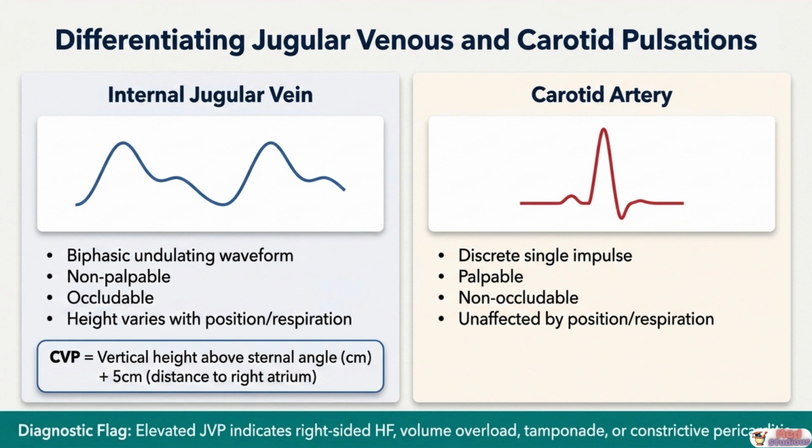breathing. Once correctly identified, the jugular venous pulse becomes a powerful, non-invasive estimate of central venous pressure, calculated as the vertical height of the visible pulsation above the sternal angle, plus an additional 5 centimeters to account for the distance to the right atrium. An elevated jugular venous pressure is a critical diagnostic flag, pointing toward right-sided heart failure, volume overload, cardiac tamponade, or constrictive pericarditis. Mastering this single distinction, jugular versus carotid, instantly upgrades the diagnostic value of every subsequent observation you make at the bedside.